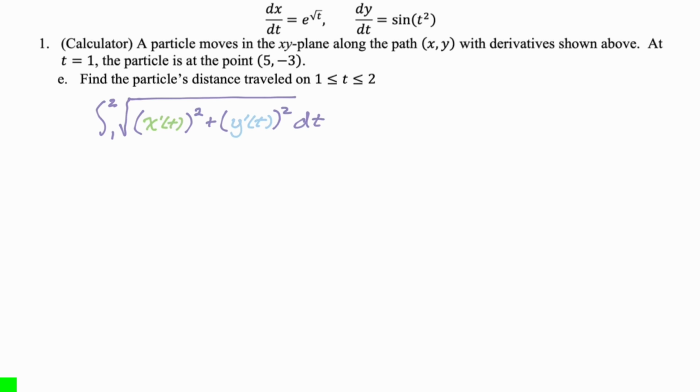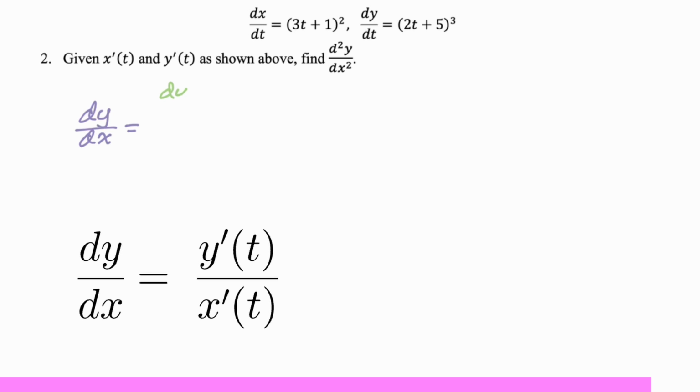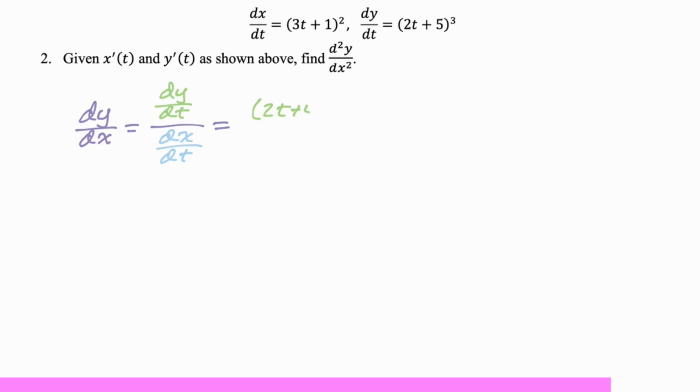All right, and our calculator told us it's approximately 3.493. And we got one more question to do here. This is a non-calculator question. We're given x prime and we're given y prime, shown above. We want to find the second derivative. All right, so we know that to find dy dx, we're going to do dy dt divided by dx dt. So let's start off with that, write it down. So that's going to give us, we're just subbing in here, 2t plus 5 cubed over 3t plus 1 squared.